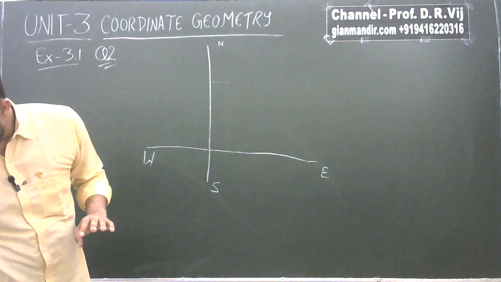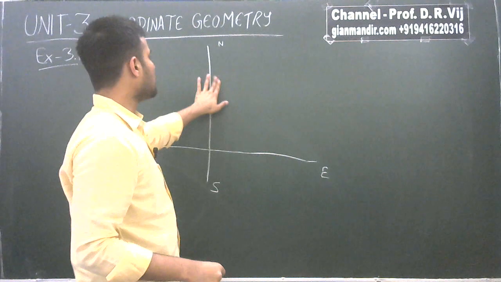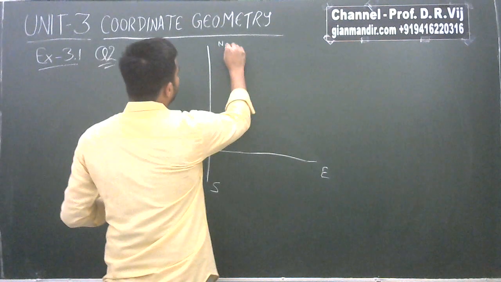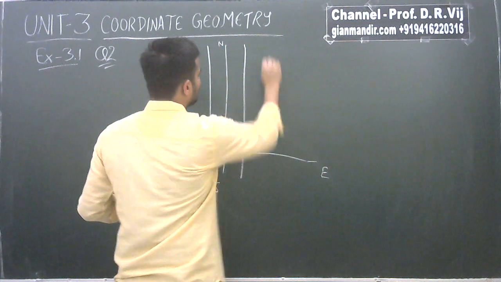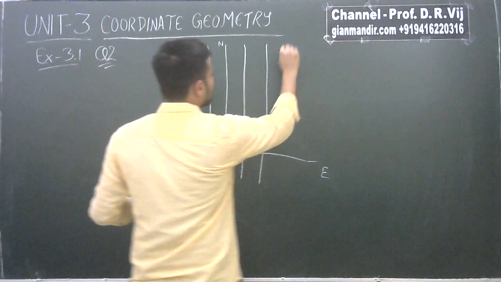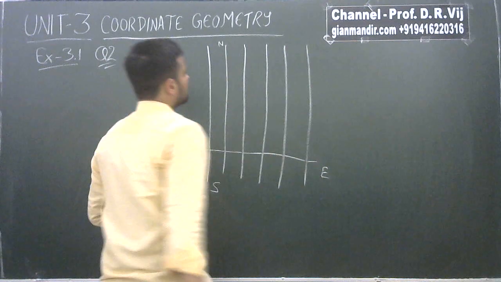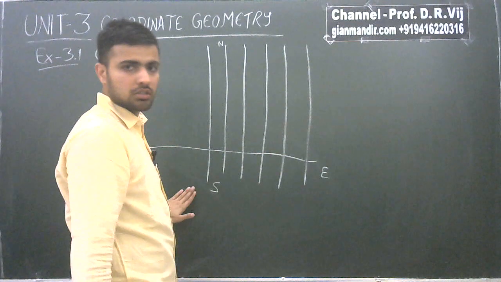Okay. There are about 5 streets in each direction. They are saying that there are about 5 streets in each direction. That means 1, 2, 3, 4 and 5. 5 streets parallel to this north-south.